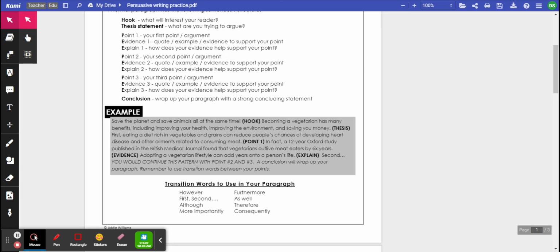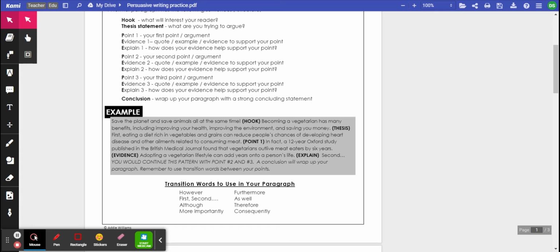"First, eating a diet rich in vegetables and grains can reduce people's chances of developing heart disease and other ailments related to consuming meat." Point 1. "In fact, a 12-year Oxford study published in the British Medical Journal found that vegetarians outlive meat eaters by 6 years." This is our evidence. "Adopting a vegetarian lifestyle can add years onto a person's life." That is our explain. Second, then you would continue this pattern.